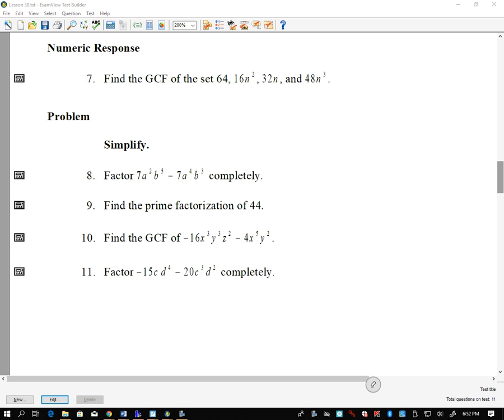All right, find the prime factorization of 44. What can we divide 44 by? 2, because we end with an even number. 44 divided by 2 is 22. 22, we'll divide by 2, leaving me with 11. And we're left with 2 times 11. All primes there.